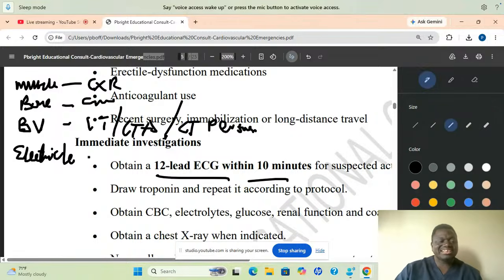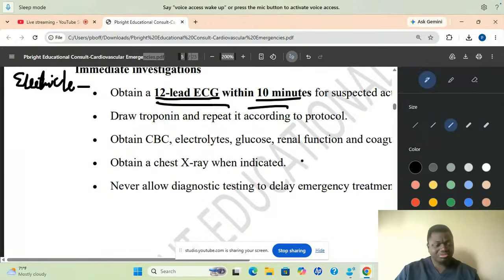Okay. Electrical system, how do you do the 12 lead EKG? It should be done within 10 minutes if you suspect any acute coronary syndrome or MI, you suspect angina, you suspect anything, 12 lead EKG. Remember you set up your IV, so you do your blood draws. Your blood draws, you are checking for what? The troponin. So we have the troponin at 0 and troponin at 1 hour, the 0 minute and the 60 minutes.